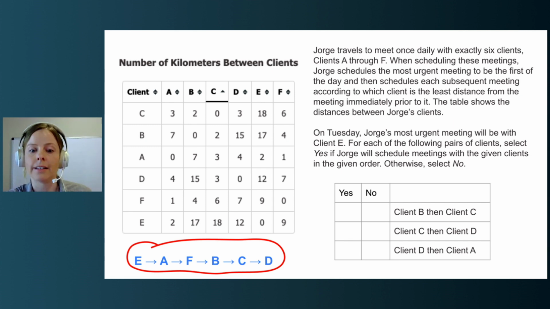From here, this is very easy now to just look at those yes, no's and see, is this reflected in the order that we just came up with? So does he go from client B to client C? Yep, that's the exact right order, so that would be a yes. Does he go from C to D? Again, yep, that is exactly what we just found out, so that would be yes. And then finally, does he go from D to A? Well, no, he meets with A much earlier in the day and then goes to D at the end, so that one would be a no.